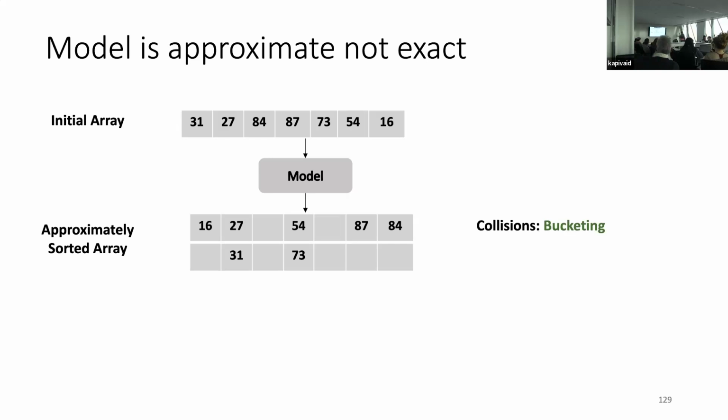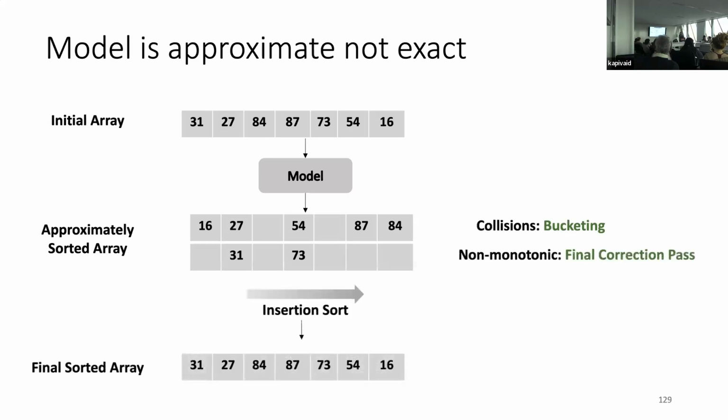Still, what we have are these local errors where things might not be in the right order and might not be in the right place. In order to fix that, we use an algorithm that's able to correct these local errors quite efficiently, something like insertion sort. And at the end, we get the finally sorted array.